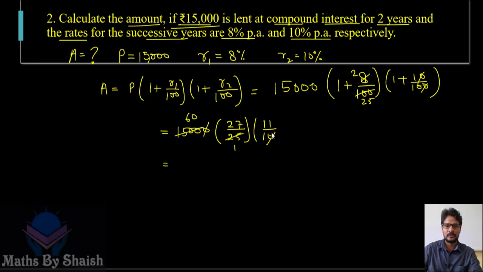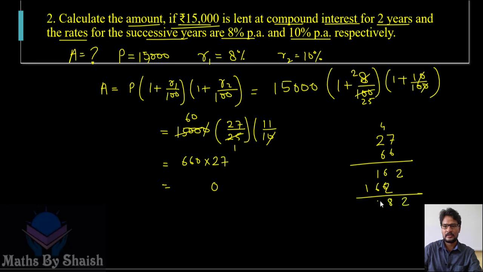So at last we got this as 60 into 11 into 27, that is 660 into 27. Now we can multiply 27 into 66, because 0 of course we can apply easily, and then 6 7s are 42, 6 2s are 12 plus 4 is 16, and then the same thing again, it is 1 7 8 2. So we got this as 17,820. That's the amount after 2 years if the rate of interest is 8% for the first year and 10% for the second year. So I hope it is clear.